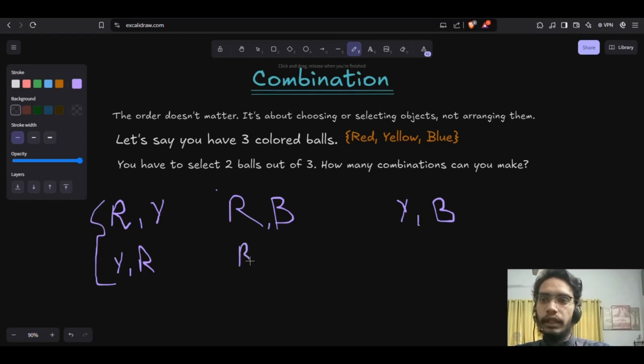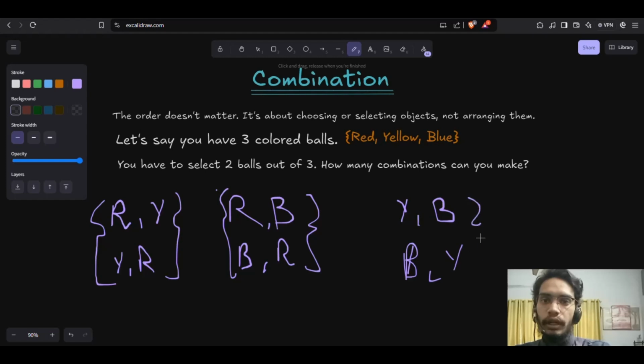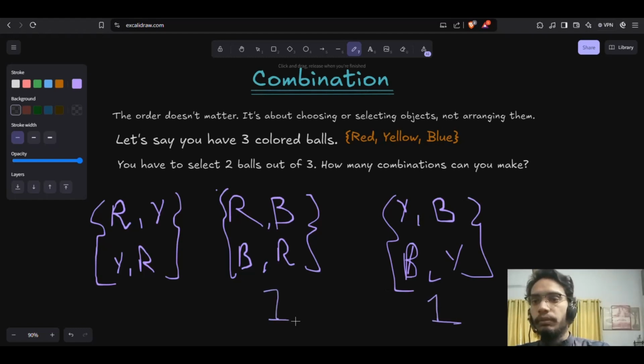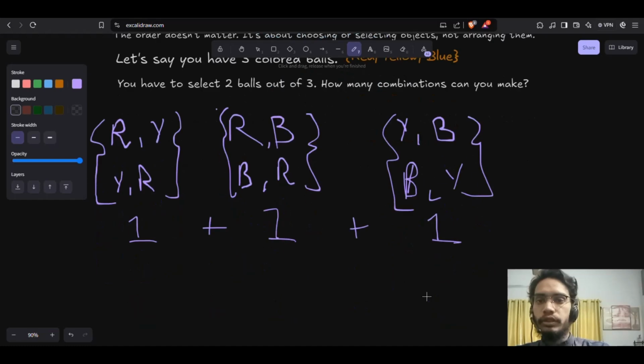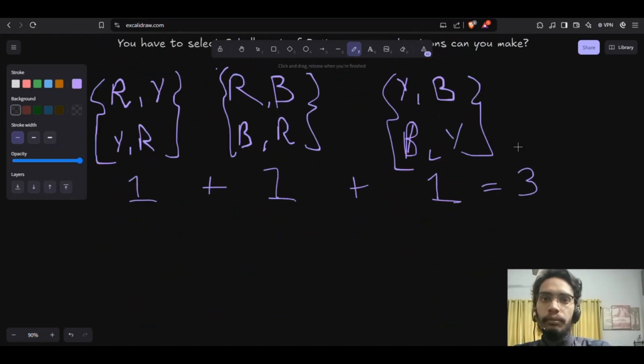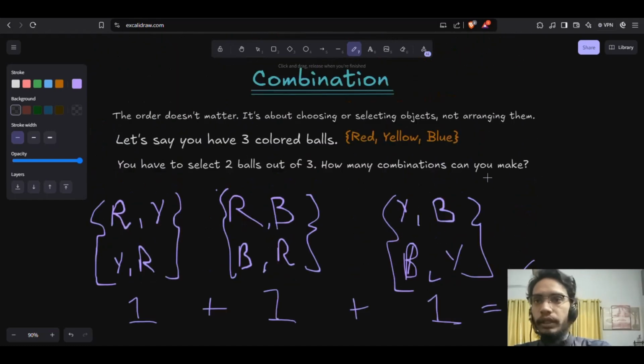Similarly, if you ask why I didn't select blue and red, if I select blue and red, these two are considered a single entity. And if I say blue and yellow, then these two are considered a single combination. So this is only one combination, this is only one combination, and this is only one combination. So 1 plus 1 plus 1 is equal to 3. So there are three combinations that we can make.